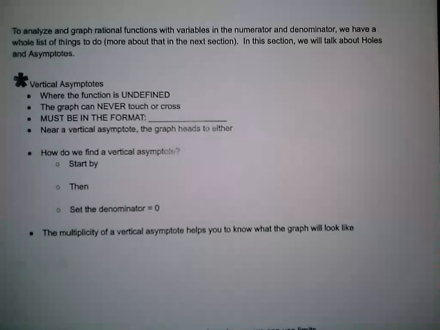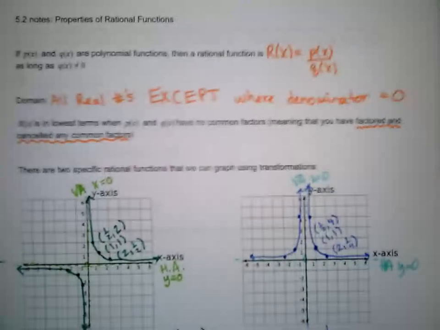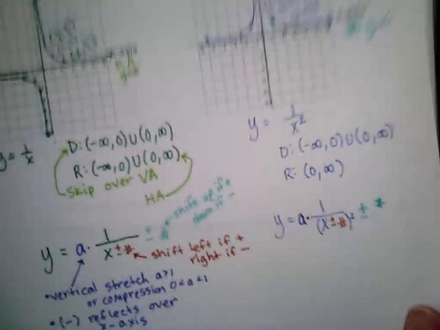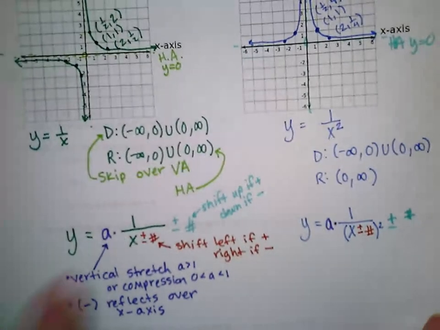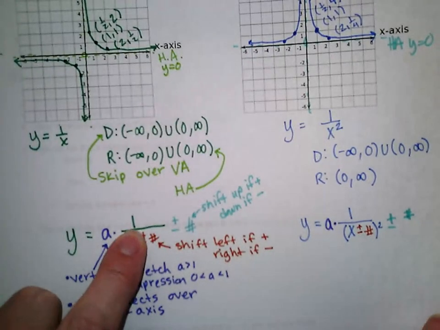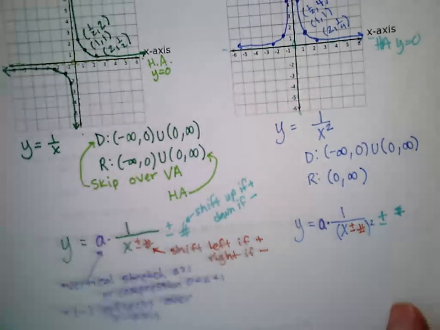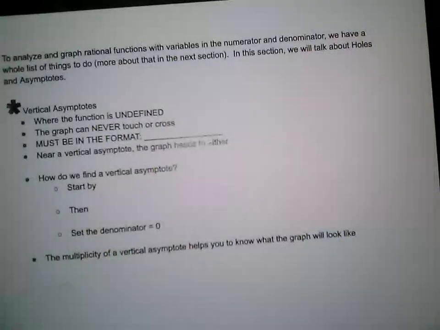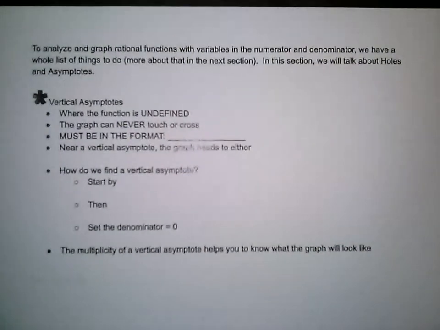I think I'm going to pause here because these functions are the ones that I just showed you, parent functions. They always just have a 1 in the numerator or a number if there's a stretch or compression. And then the next ones we're going to look at have variables in the numerator and denominator, which is kind of a different category. So I'm going to do that one in a different video.